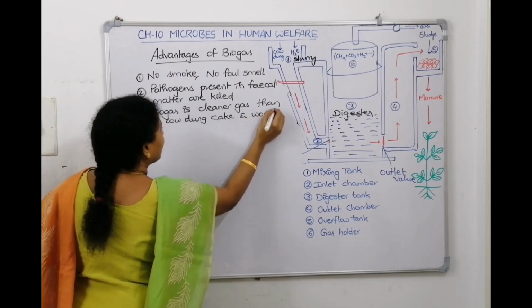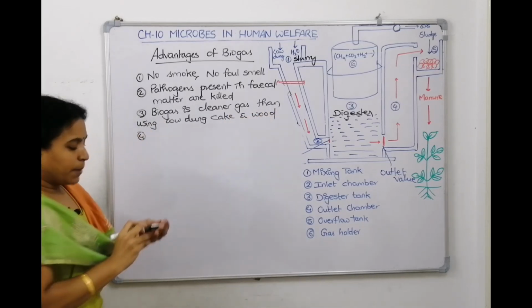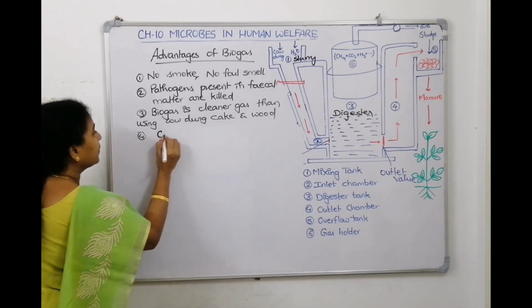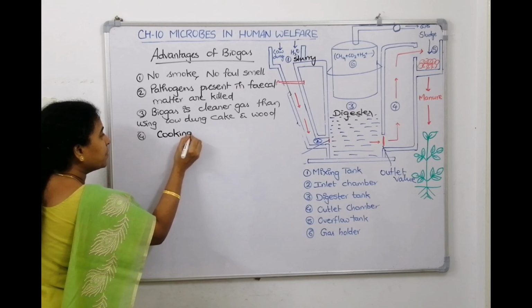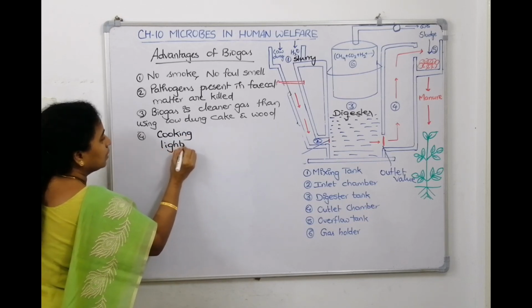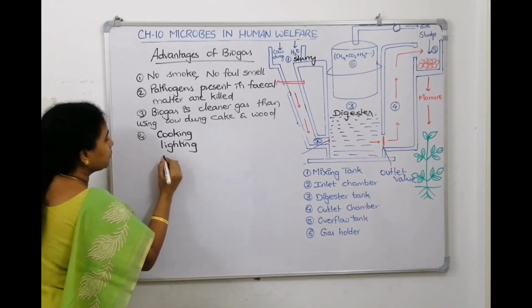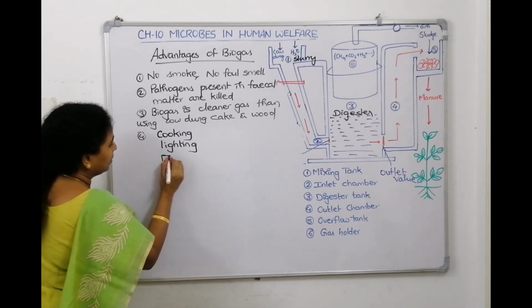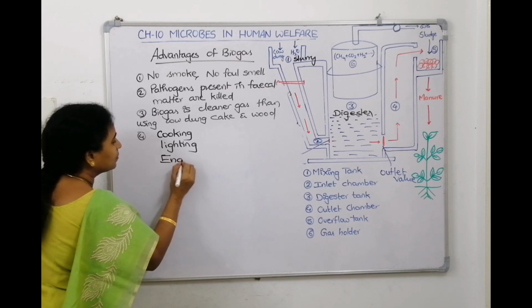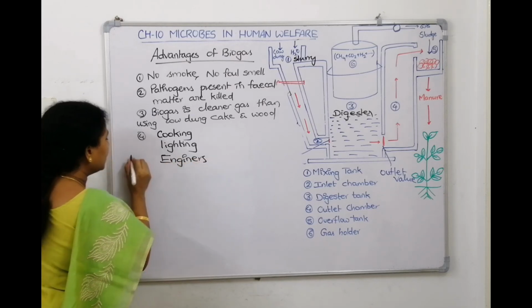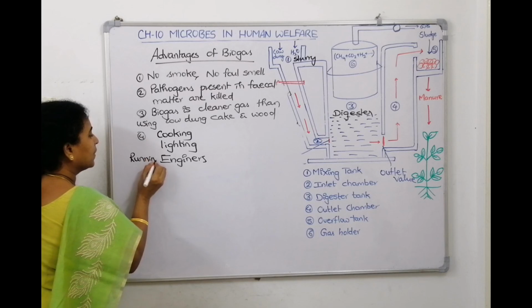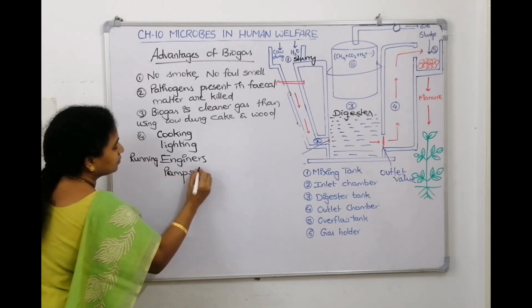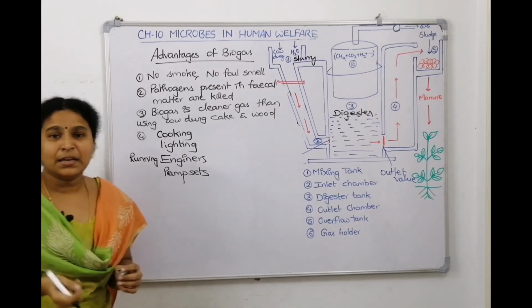And where do we use biogas? NCERT says that biogas is used for cooking purposes, it is used for lighting purposes, it is used for running engines, and it is used for pump sets. For the pumps we can use it, right?